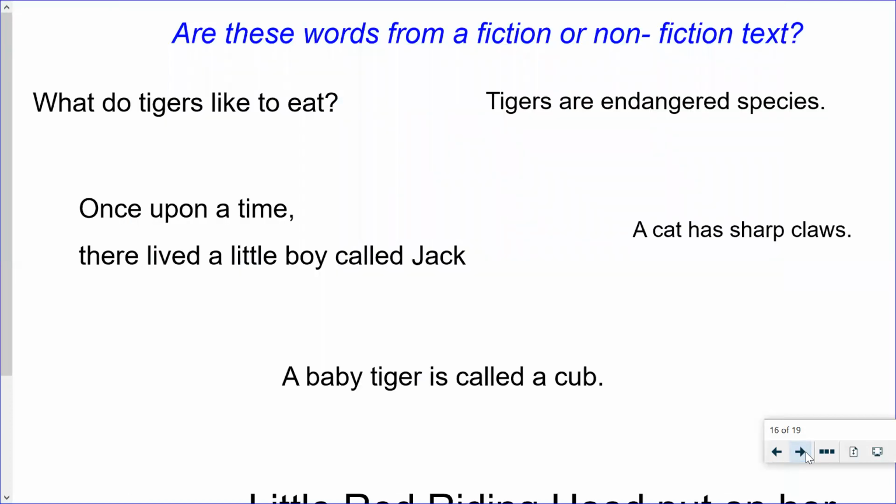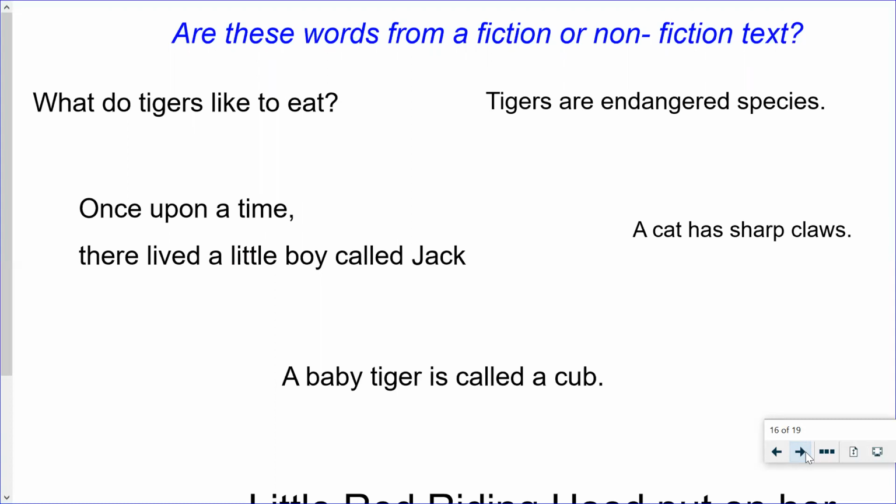Now let's have a little exercise. Are you ready? Okay, let's train our minds. Now, I'm going to read you some phrases, and I want you to think where that phrase is from, a fiction or a non-fiction text. Are you ready? Are you steady? Okay, let's go. What do tigers like to eat? Is it fiction or non-fiction? You're right, it's non-fiction because we're going to learn information about what tigers like to eat.